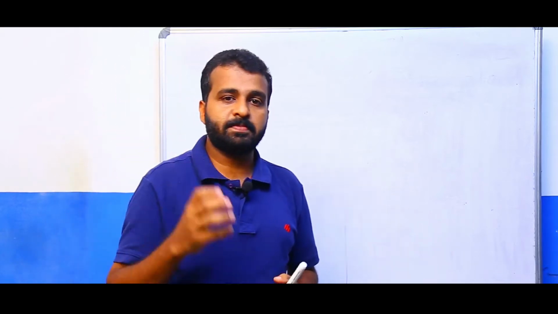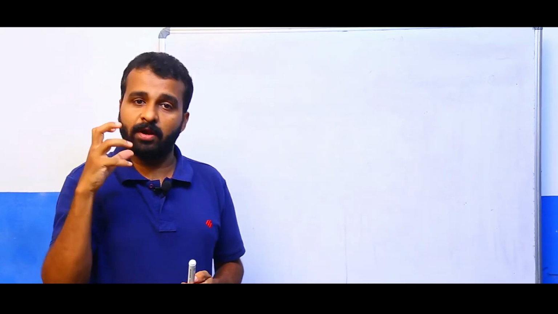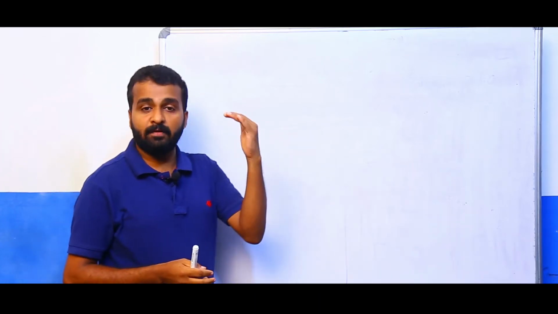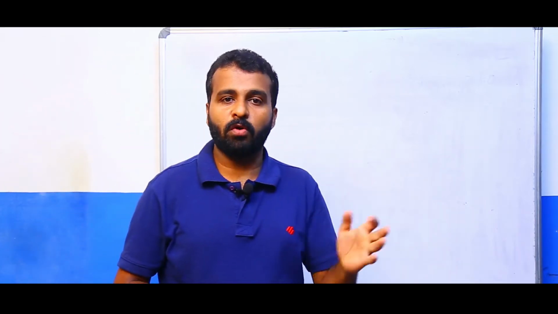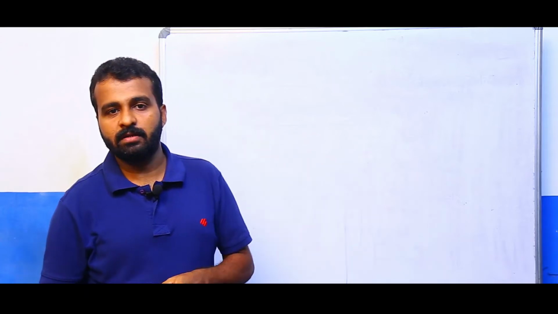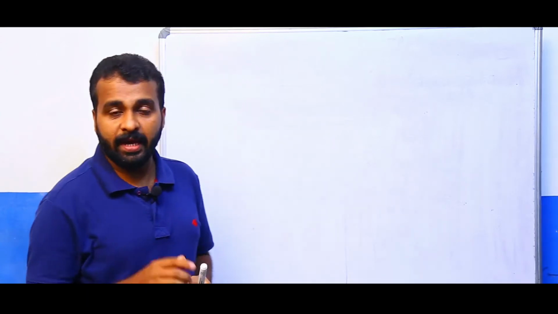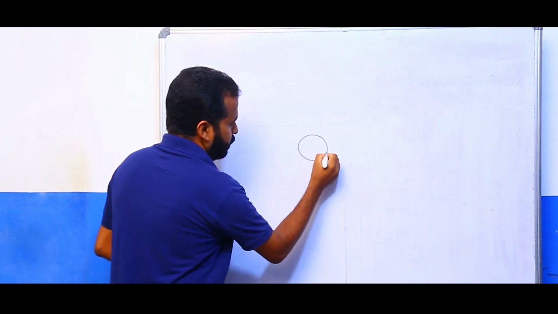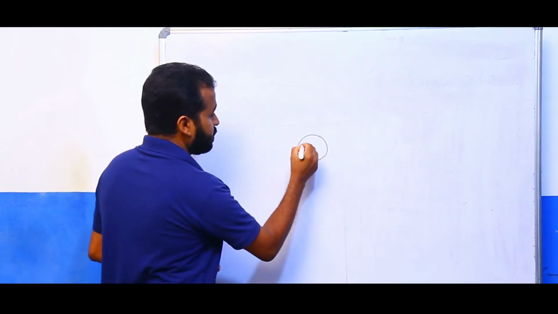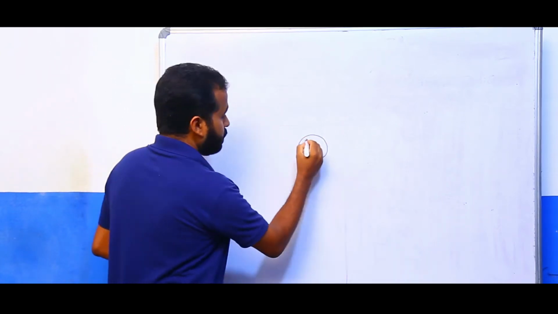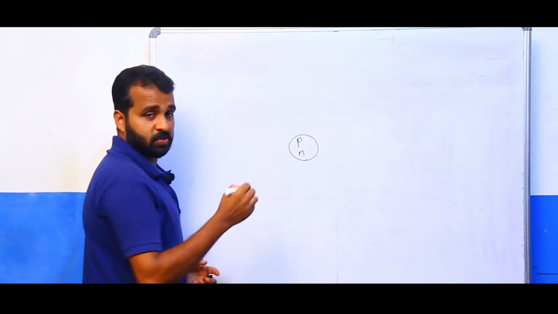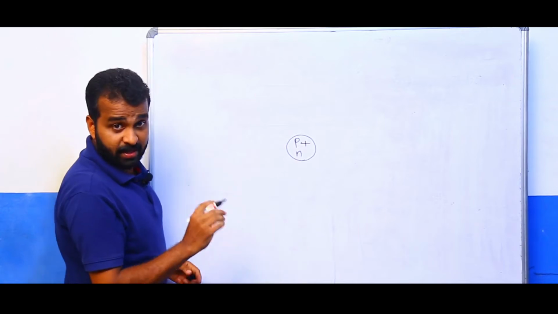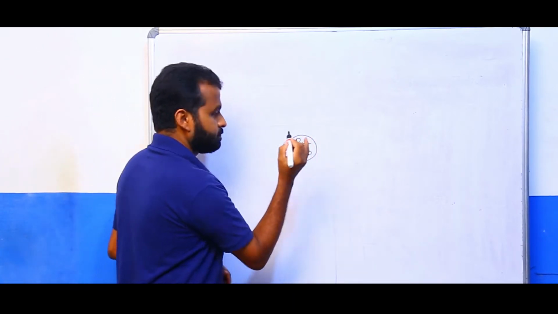Atoms have some models. John Dalton introduced the first model. After that, Niels Bohr introduced his model. According to Niels Bohr, an atom has a central part called the nucleus. The nucleus has two subatomic particles, protons and neutrons. Protons have a positive charge and neutrons are chargeless.